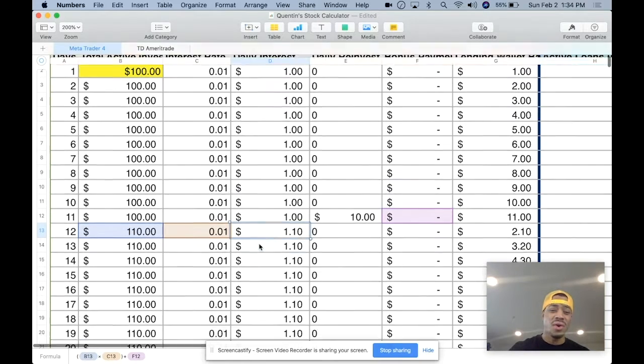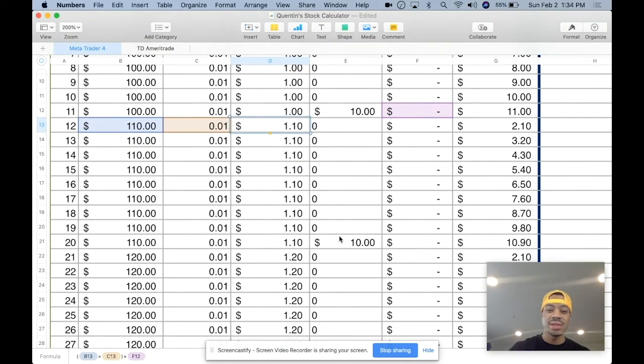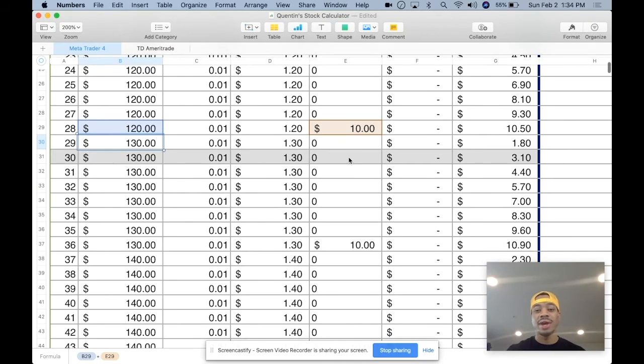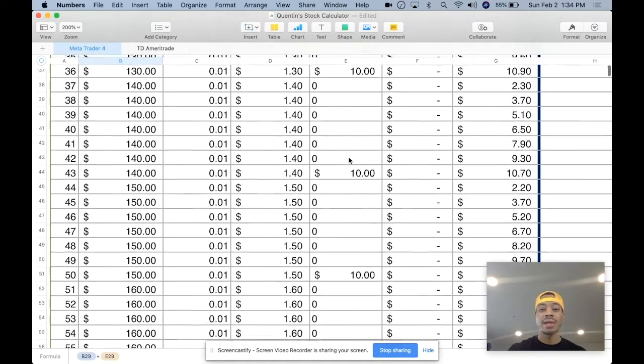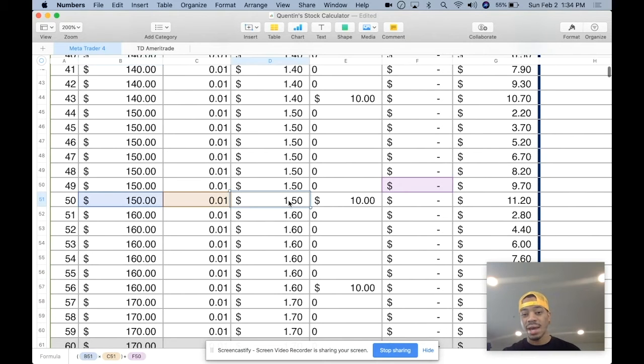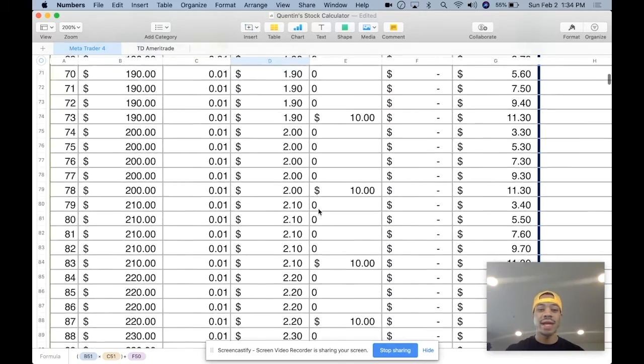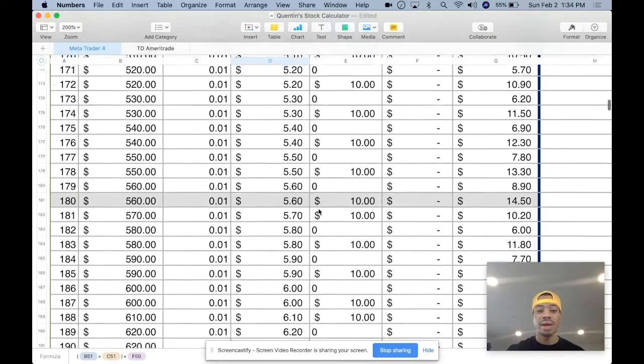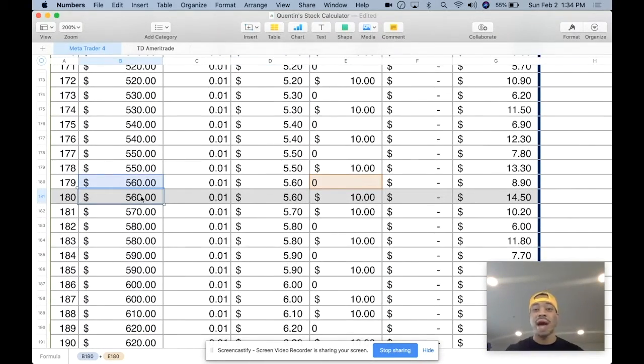All right, let's scroll down. If we keep doing this, day 20, we get another $10, throw it in there. Now we've got $120, we're rolling. $130, we're rolling. You can see over here, the 10s start to get closer together, because when you're making $1.50 a day, you're going to get to $10 quicker. If you scroll down to like day 180, it's starting to get really crazy. Day 180, you turn $100 into $560. Now you're making $5.60 a day. You used to make $1 a day.